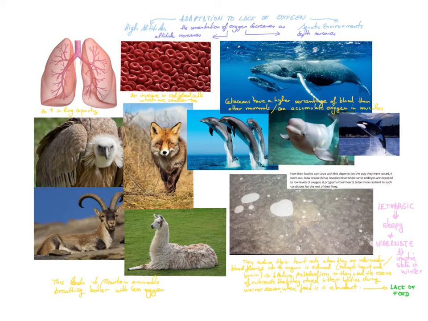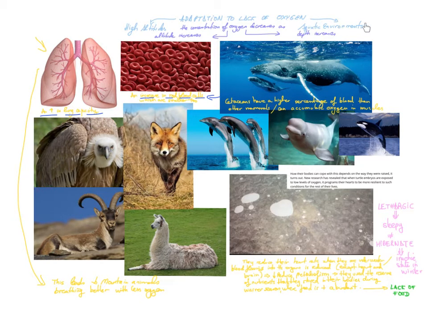Okay, the main adaptations in high altitudes are these: an increase in lung capacity, and this one, an increase in red blood cells, which are smaller too. These two adaptations led to mountain animals such as vultures, for example, foxes, goats, or llamas breathing better with less oxygen. So we find here different kinds of mountain animals that can breathe better because of these two adaptations.